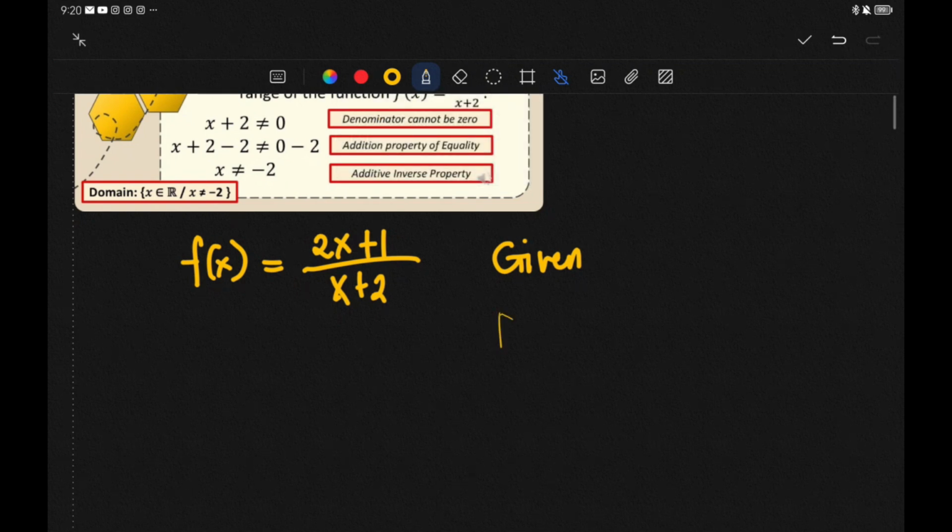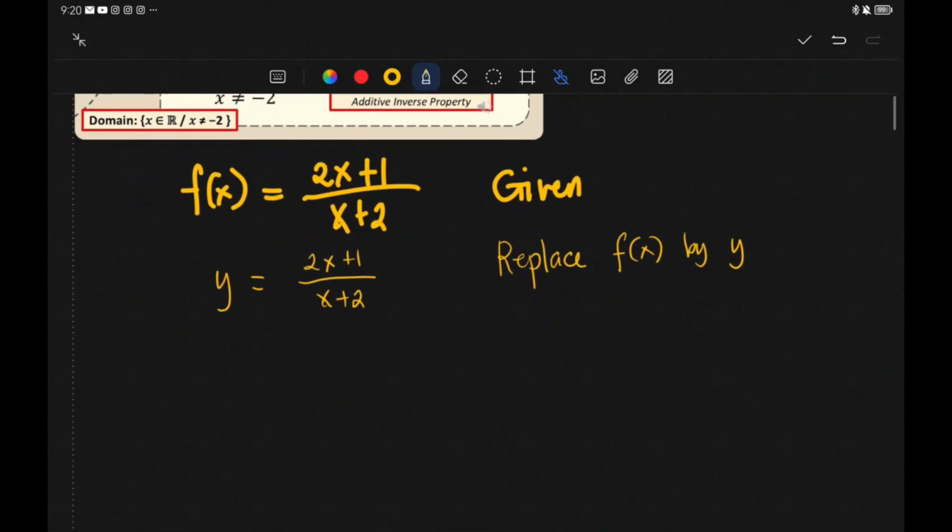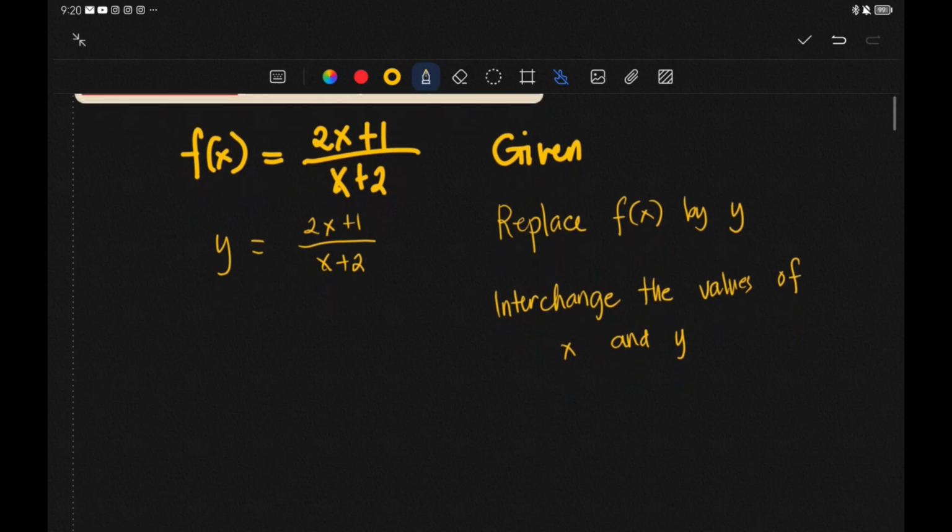First, you are going to replace f of x by y. So this will become y is equal to 2x plus 1 over x plus 2. Next, you are going to interchange the values of x and y. So this will become x is equal to 2y plus 1 over y plus 2.